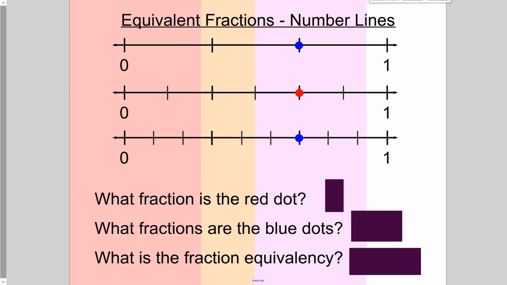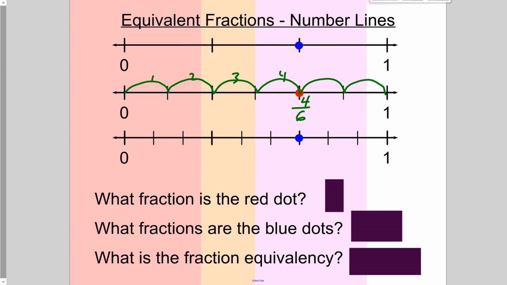Here, first thing we're going to do is look for that red dot. That's this one here. So we're going to try to figure out what that red dot is. So if I count my spaces, 1, 2, 3, 4, 5, 6. Well, there's 6 total spaces, so that's my denominator. And then I just double check. 1, 2, 3, 4. It's the 4th one, so 4/6.